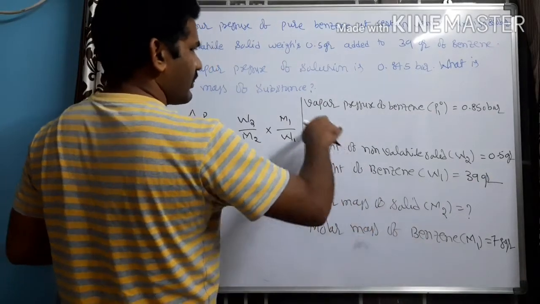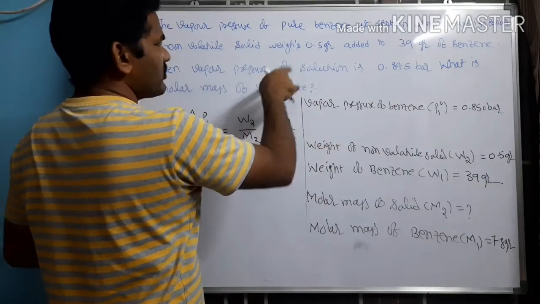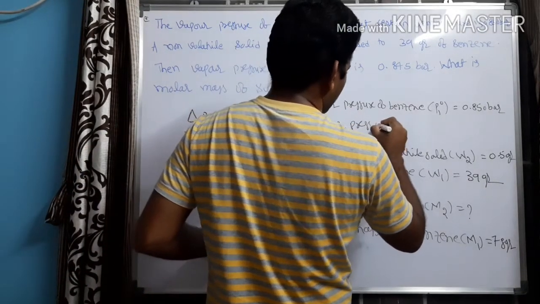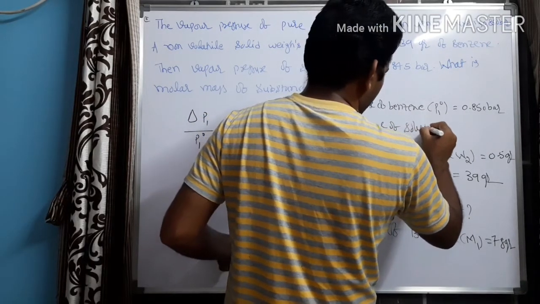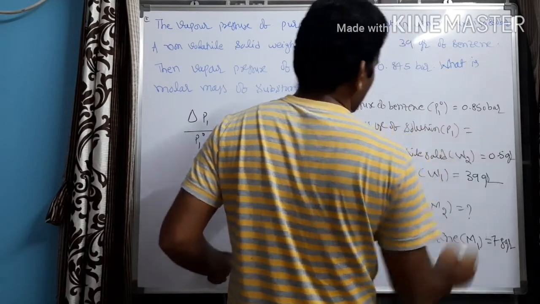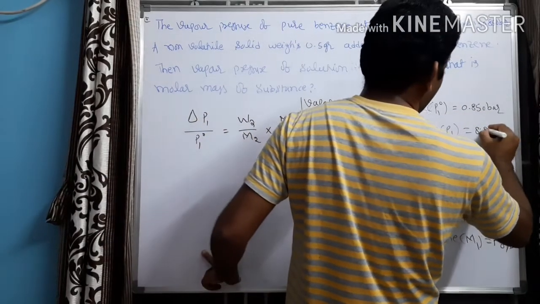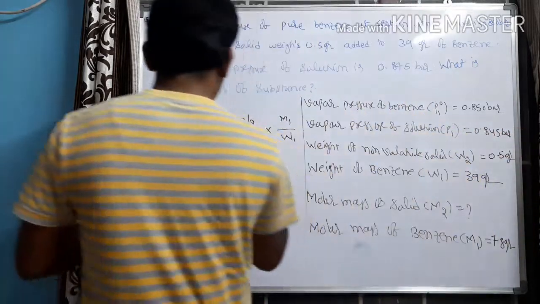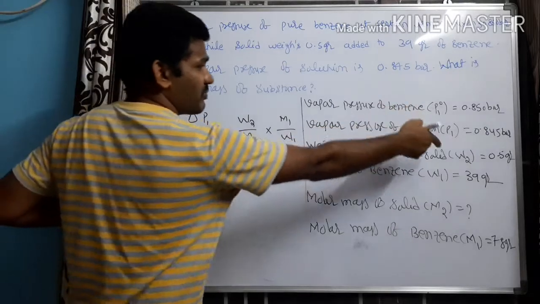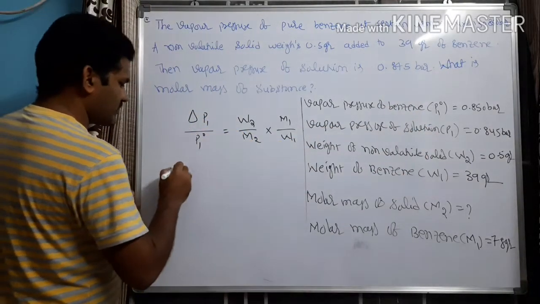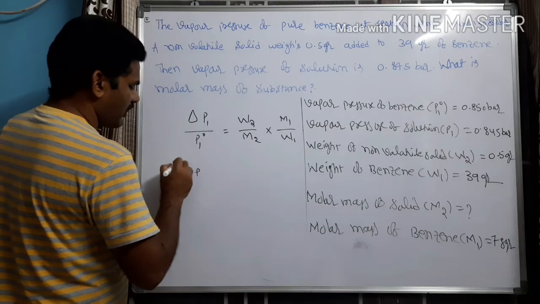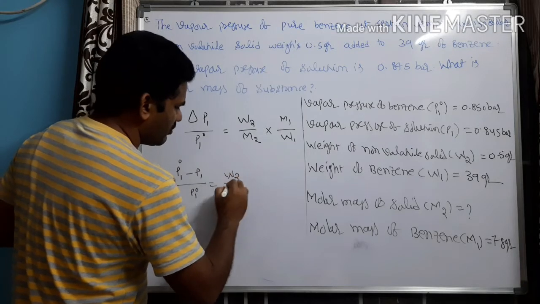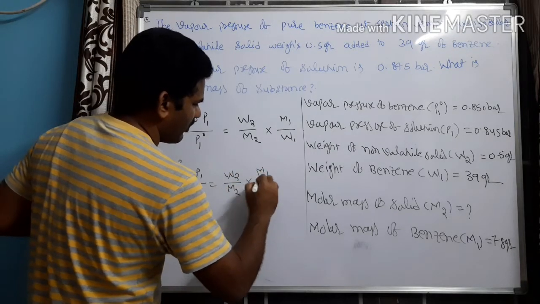Before substituting, one more thing I forgot to write. What is that? The vapor pressure of solution, that is P1, which is 0.845 bar. Substitute in this equation. But in this equation, P1 naught and P1 are not there now. So delta P1 means P1 naught minus P1 by P1 naught is equal to W2 by M2 into M1 by W1.